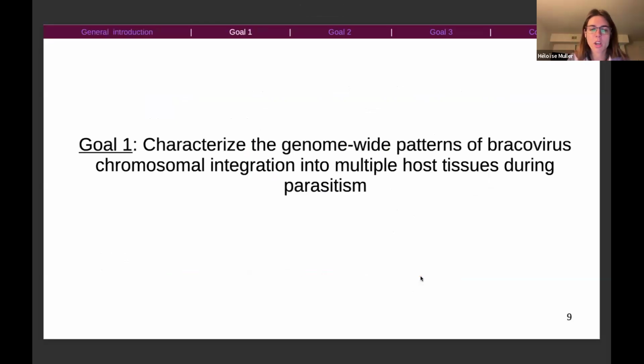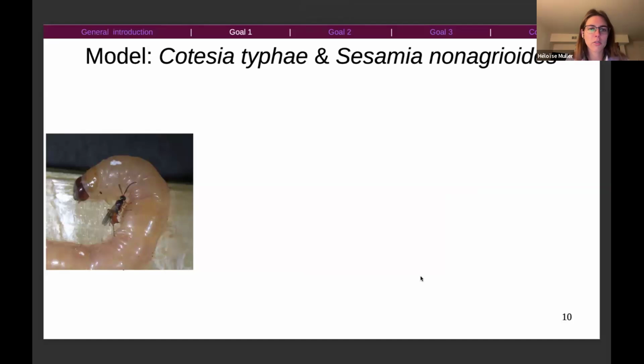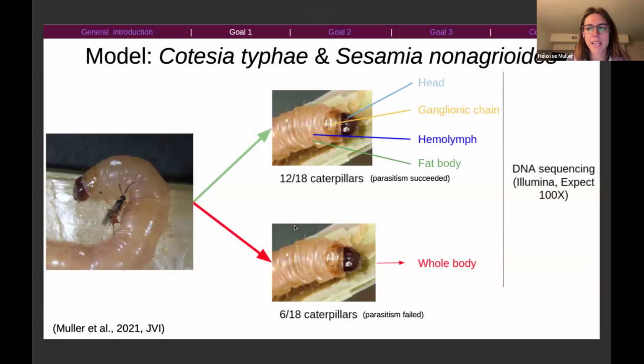So the first goal of my study was to better characterize the integrations of those bracoviruses in the caterpillar host. To do this, I focused on the wasp species Cotesia typhae, whose only natural host is Sesamia nonagrioides, also known as the Mediterranean corn borer, which is a major pest. What we did is that we parasitized 18 of those caterpillars, and we dissected them 7 days later. We could observe wasp larvae in 12 of those caterpillars, which means that parasitism succeeded. However, we could not observe any wasp larvae in the 6 other caterpillars, which means that parasitism failed.